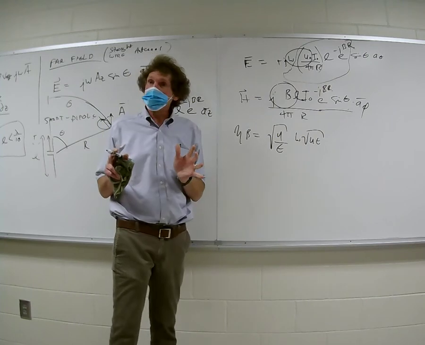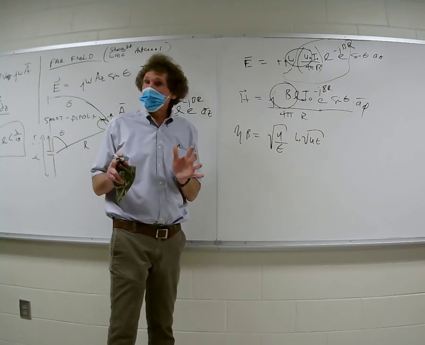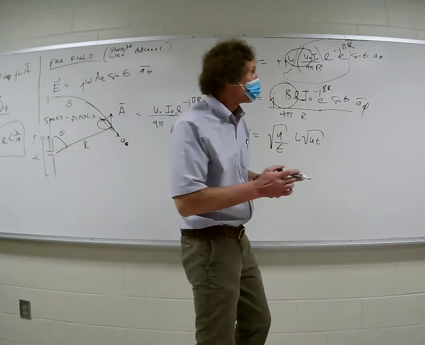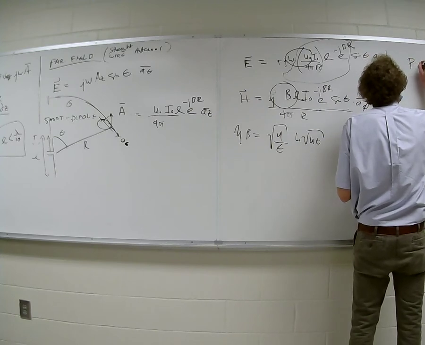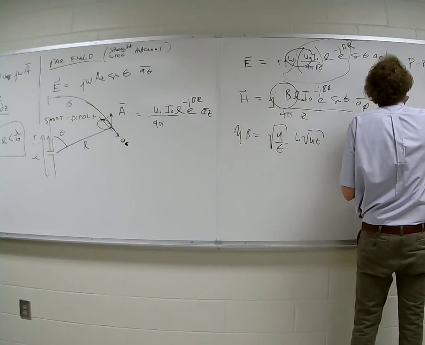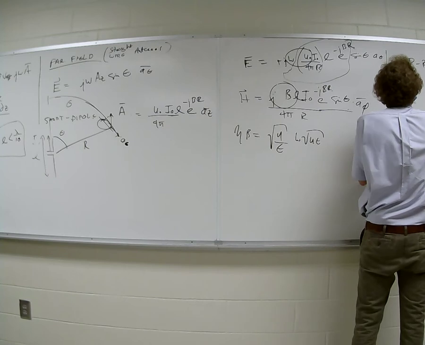I'm going to worry about a short dipole. We're not done yet. We need to find the total power radiated. That's next, and this is in the chapter. So how would you find the total power radiated? We call it P radiated. Anybody?